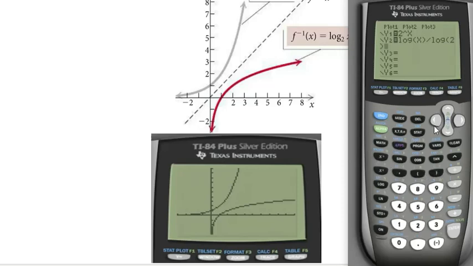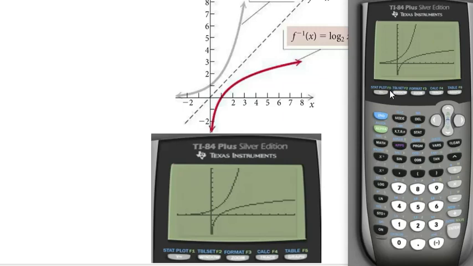Then we're going to fix the window. So the window we're going to do from -3 to 10 for x, from -3 to 10 for y, and simply graph it. And here is a graph using a graphing calculator, in which both of them reflect across the line y equals x.